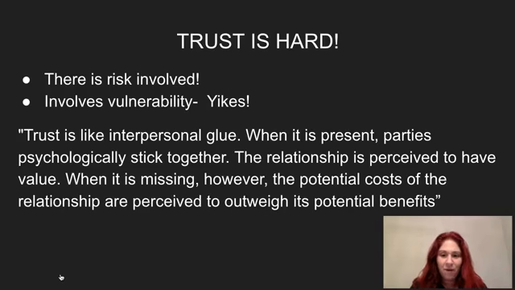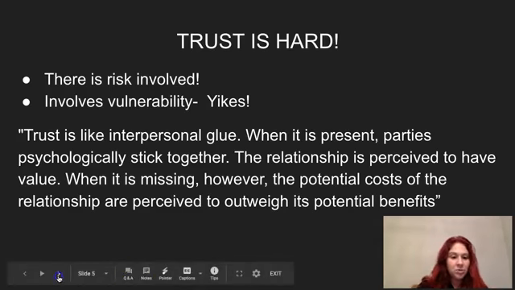I really liked the quote from our textbook when it came to this. It says, trust is like interpersonal glue. I thought that was a great quote. And it says, when it's present, parties psychologically stick together. I think also, just in addition to what the book says, certainly you can physically stick together as well here. And I think that that's also a main thing too, but it's not really mentioned in this particular segment. The relationship is perceived to have value. When it's missing, however, the potential costs of the relationship are perceived to outweigh its potential benefits. So I'd love to dive a little bit more into that because that is really what the cost benefit theory is all about. So let's move ahead.